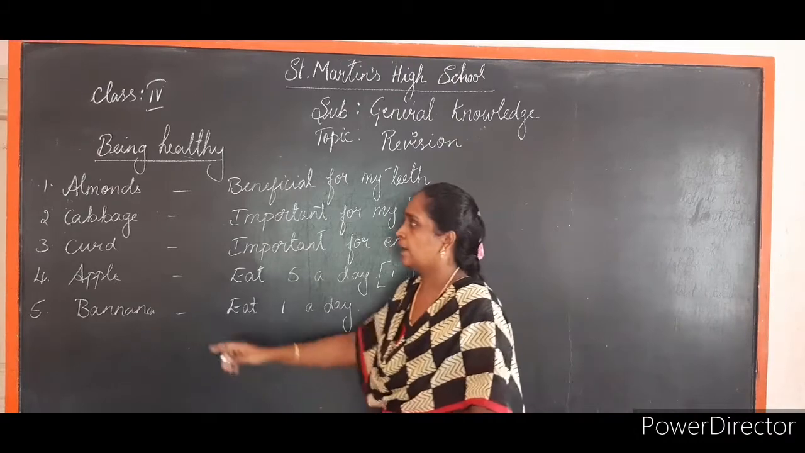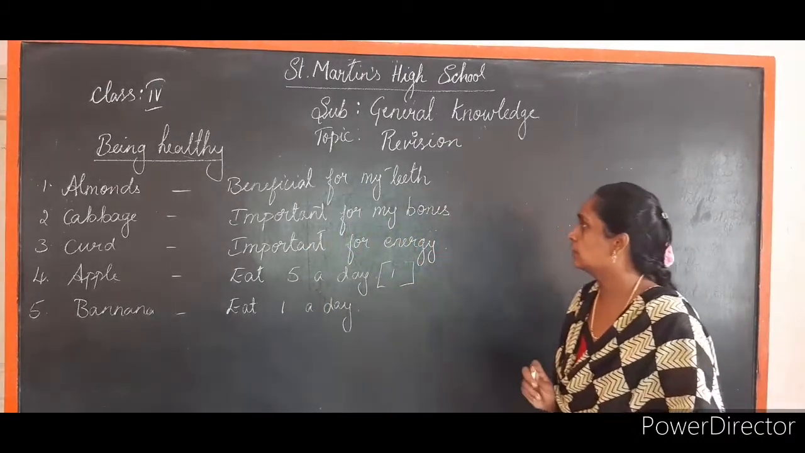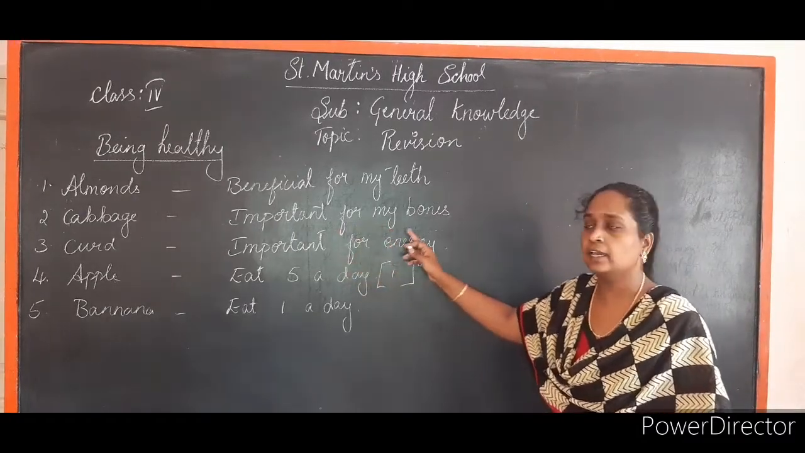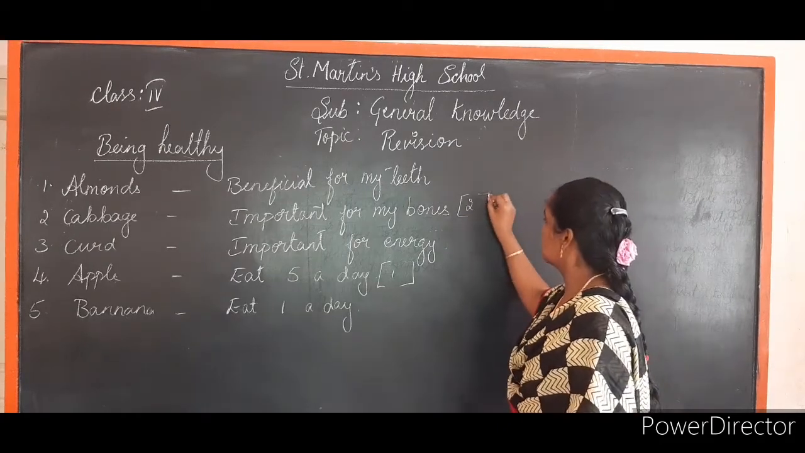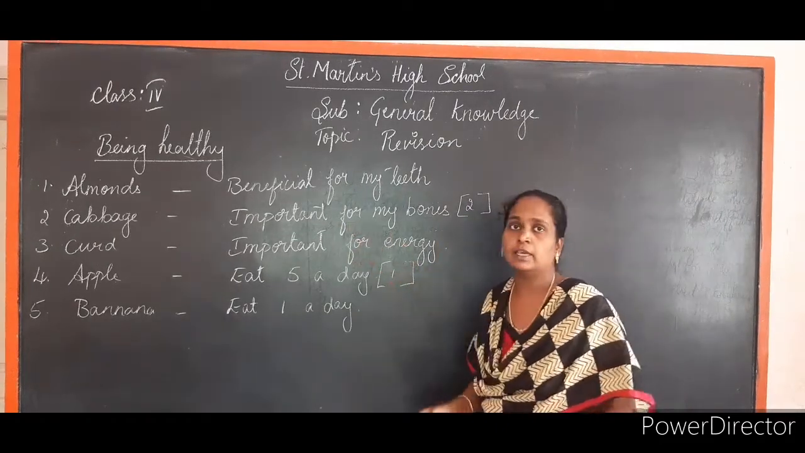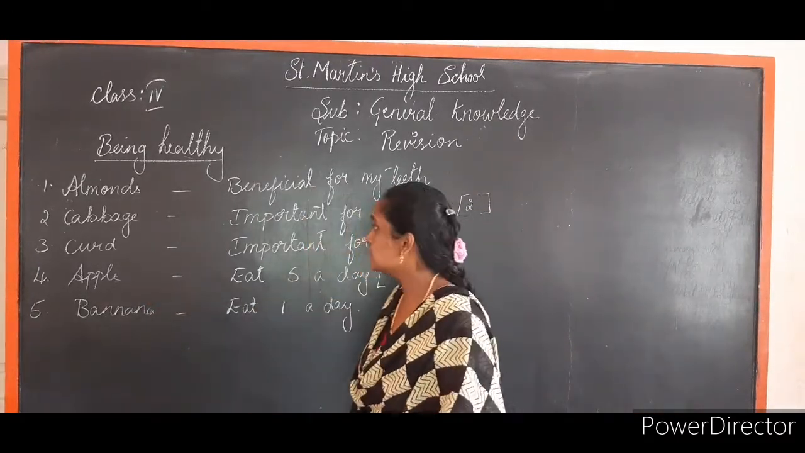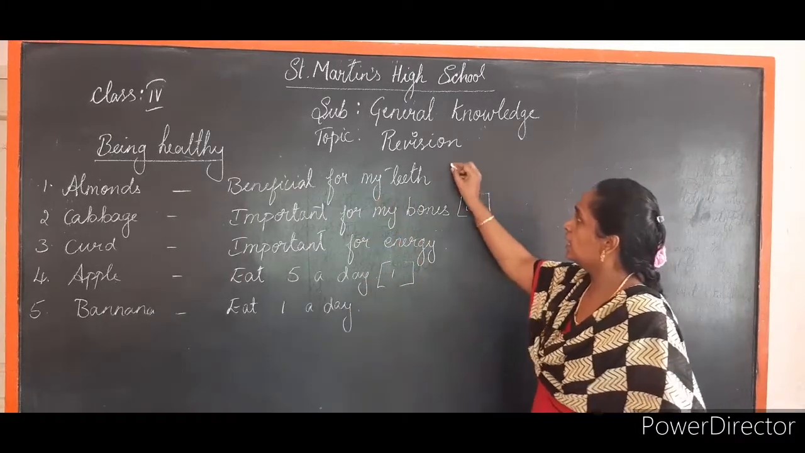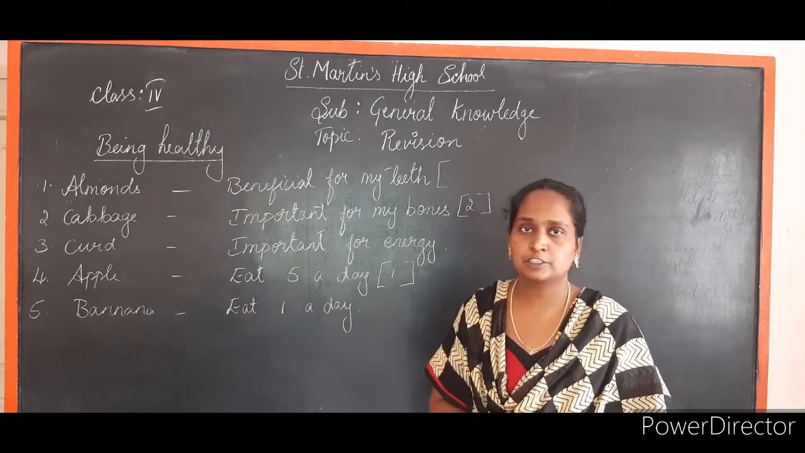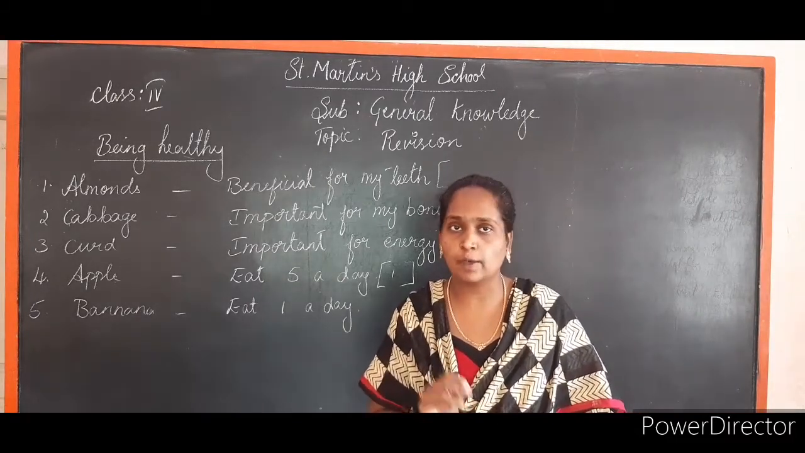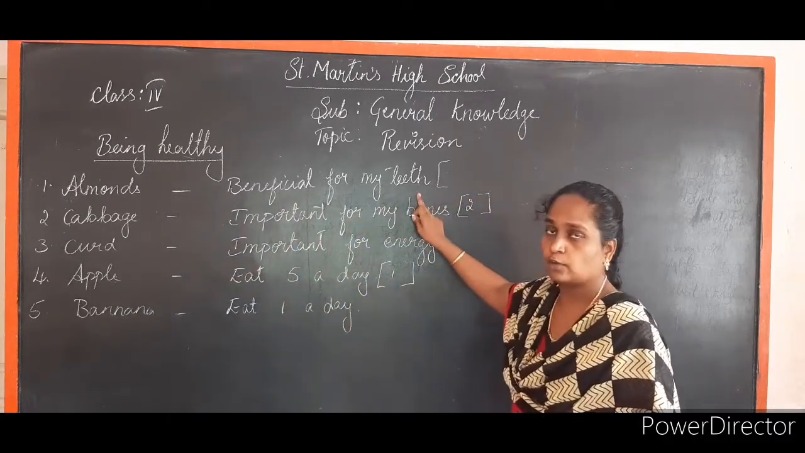And then cabbage. Cabbage is very good for bones. Okay, it is important for my bones. And then curd. Curd is beneficial for my teeth. Curd is made from milk. Milk is rich in calcium. Children, calcium is very important for bones and teeth. So curd is beneficial for my teeth.